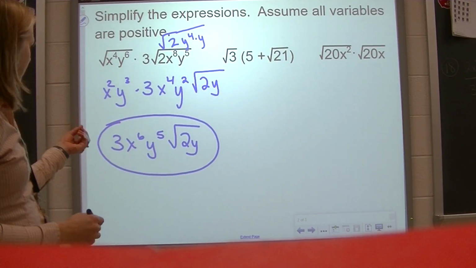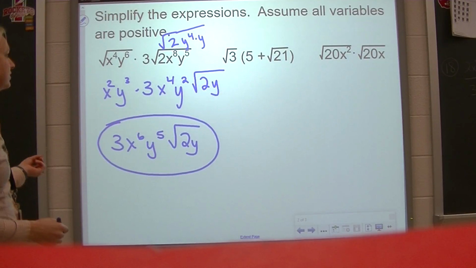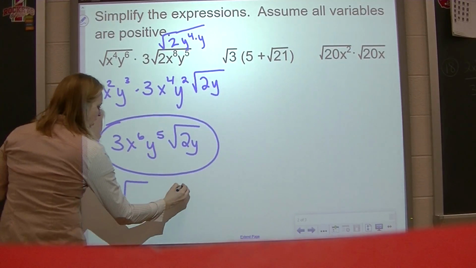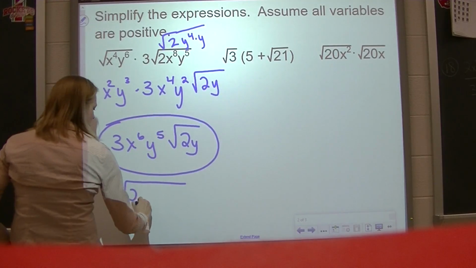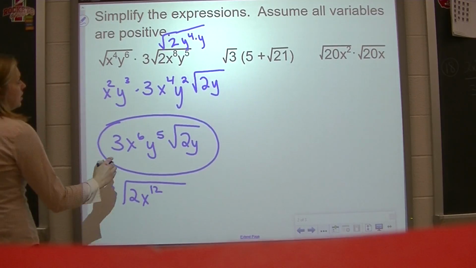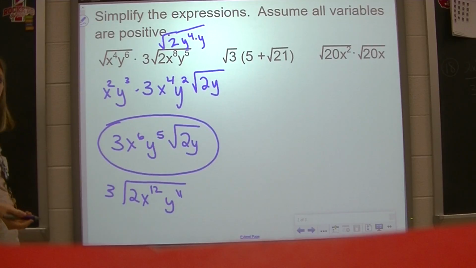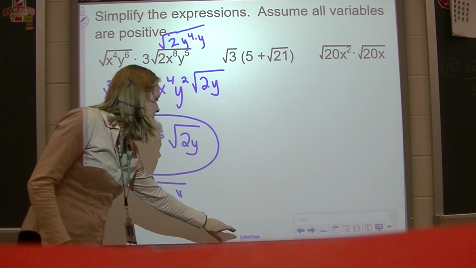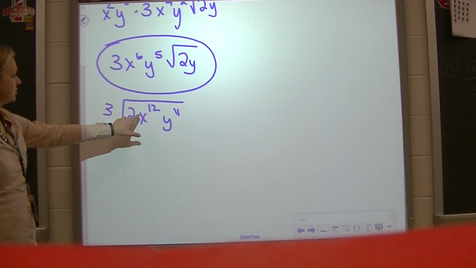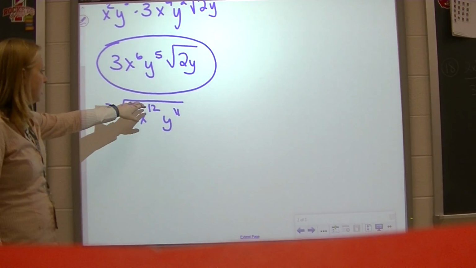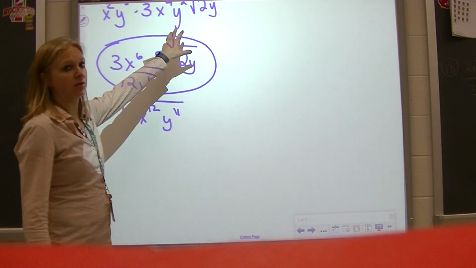Now I said you could have multiplied first and got that same answer. So I could have multiplied all that and I would have got 3 square roots of 2x to the 12th and then y to the 11th. Whichever way you find faster, you can do this. So when I do x to the 12th to the 1/2, I get x to the 6th.